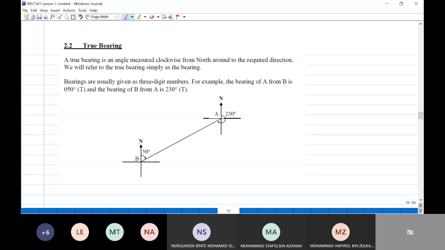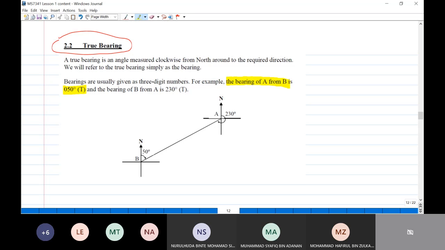Now this is very, very important: something called the true bearing. I think most of you must have come across it before. Make sure you learn this. How to find true bearing? The true bearing basically tells you the direction of a point. For example, in this line, what does it say? It says the bearing of A from B is 050. Usually when I write true bearing, you have to put a T behind the 050.